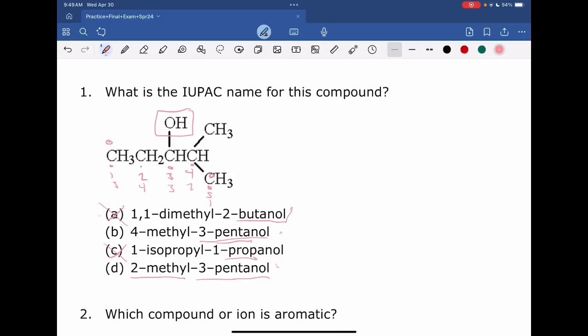So all you gotta do now is give this methyl group the lowest possible number, which is 2. So you would start counting from this way. So that would make the answer D. So it's D.